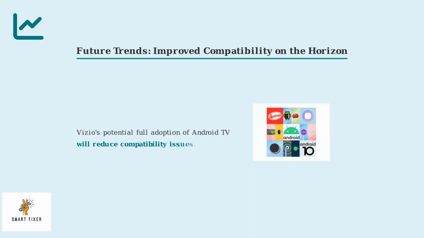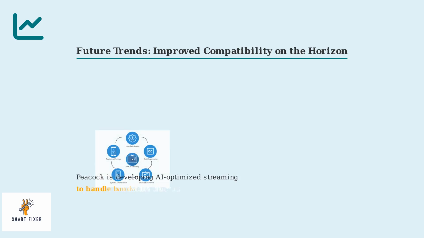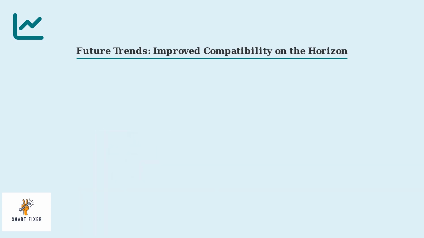Vizio's transition to a fully Android TV-based system will provide better app compatibility and smoother performance for streaming services like Peacock. This move aligns with industry trends towards standardized operating systems. Peacock is also investing in AI-optimized streaming technology that can automatically adjust video quality based on your internet connection and device capabilities. This will help prevent buffering and playback issues, especially during peak viewing times.